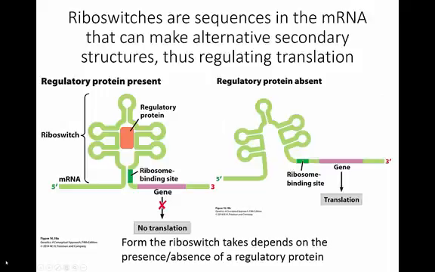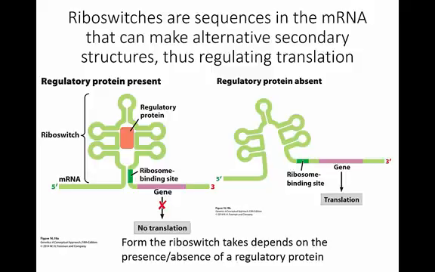Riboswitches are another kind of regulation of RNA. So this is actually done by a regulatory protein. This protein will bind to a messenger RNA and make that messenger RNA form into a particular secondary structure. When the structure is present, the ribosome binding site is actually hidden. So therefore that messenger RNA will not get bound by ribosomes and the gene will not be translated.